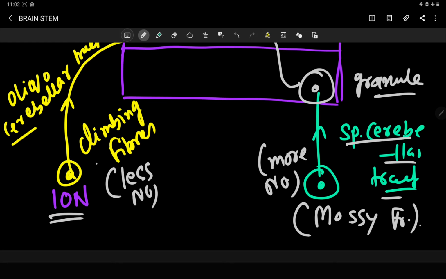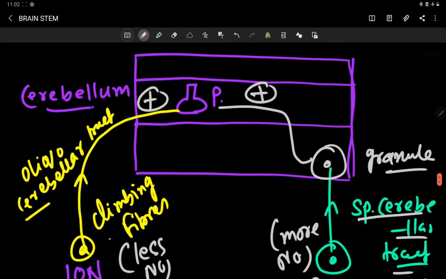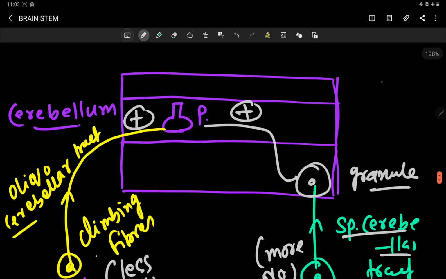So why am I discussing this? Because this is a previous year's AIIMS question.